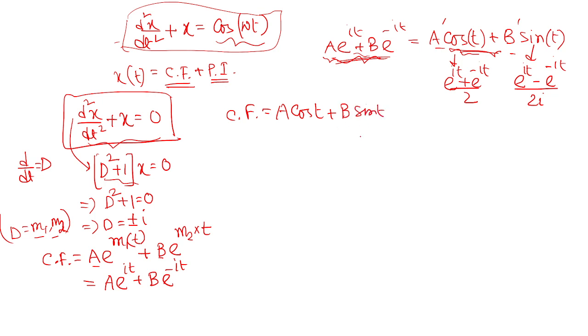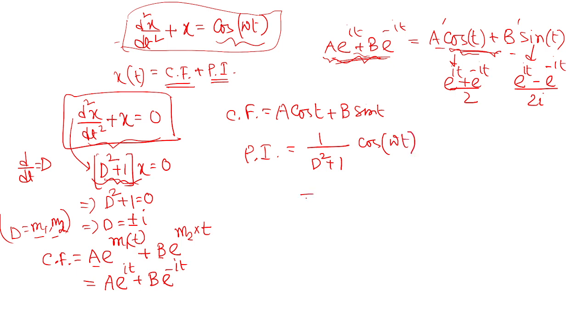Now we need to be given two conditions. So this is the complementary function. The particular integral can be found in this way: 1 by D square plus 1, because this is D square plus 1, and we have here cosine of omega t.